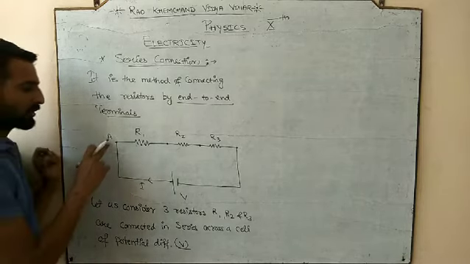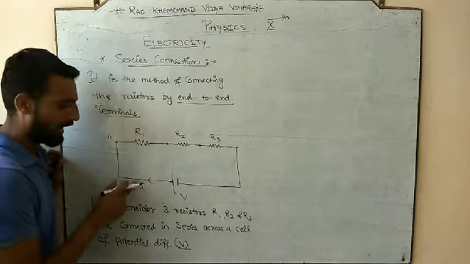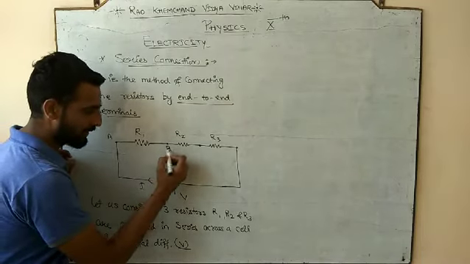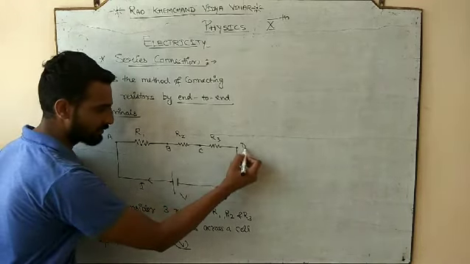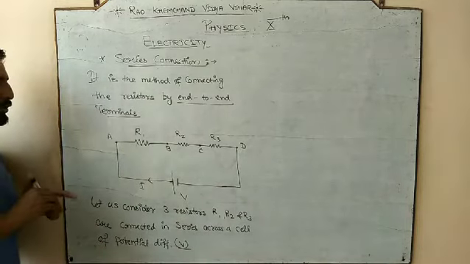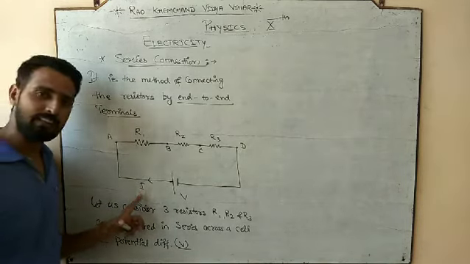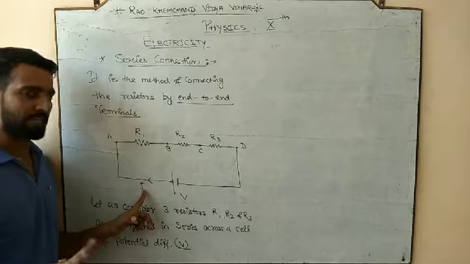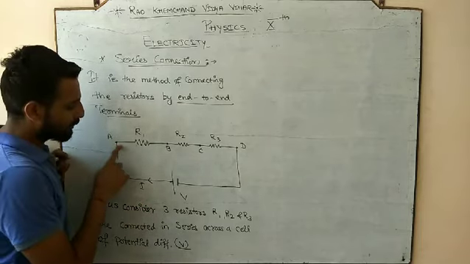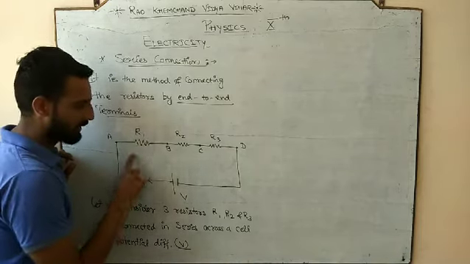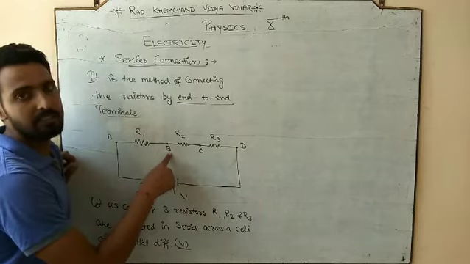So how much current is passing through A? Let's suppose this point is B, this point is C, and this point is D. So through A, how much current has passed? Let's suppose I ampere.